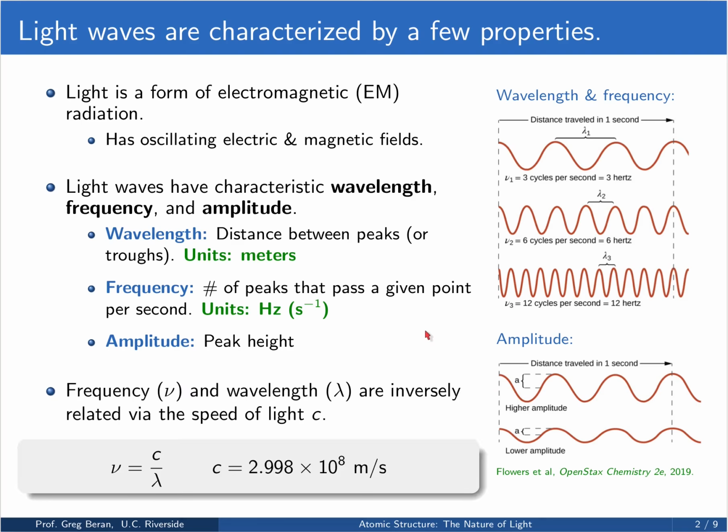Now there's a key relationship between frequency and wavelength. In particular, they're inversely related via the speed of light. Qualitatively, you can see that here. In our longer wavelength example, we had a lower frequency. As we decrease the wavelength, moving down here, you'll notice that the frequency is increasing. Mathematically, the frequency ν is equal to the speed of light, c, divided by the wavelength, λ. The speed of light is 2.998 × 10^8 meters per second.